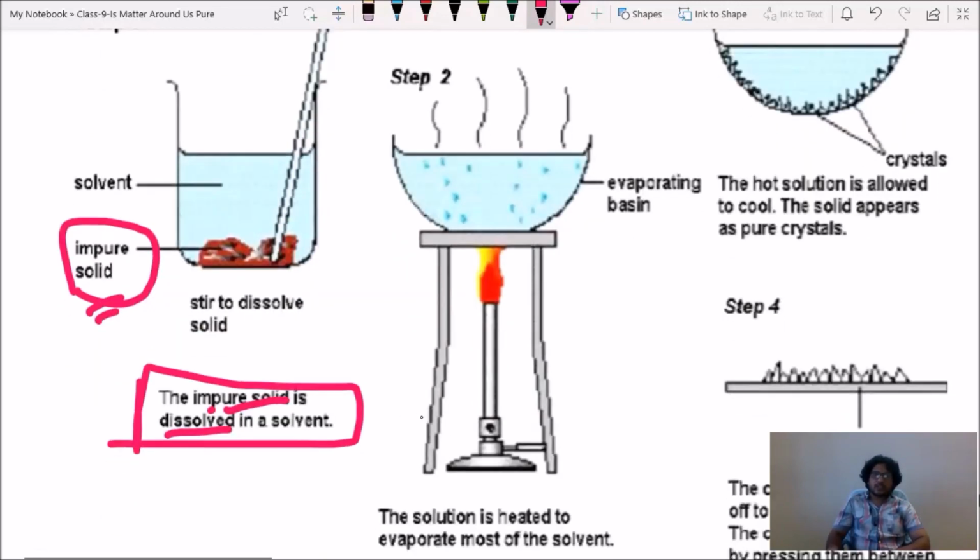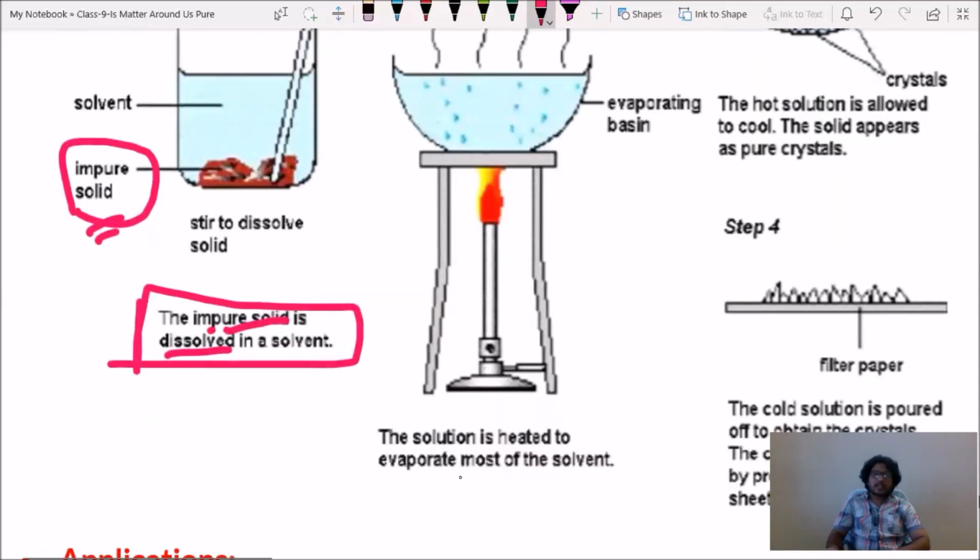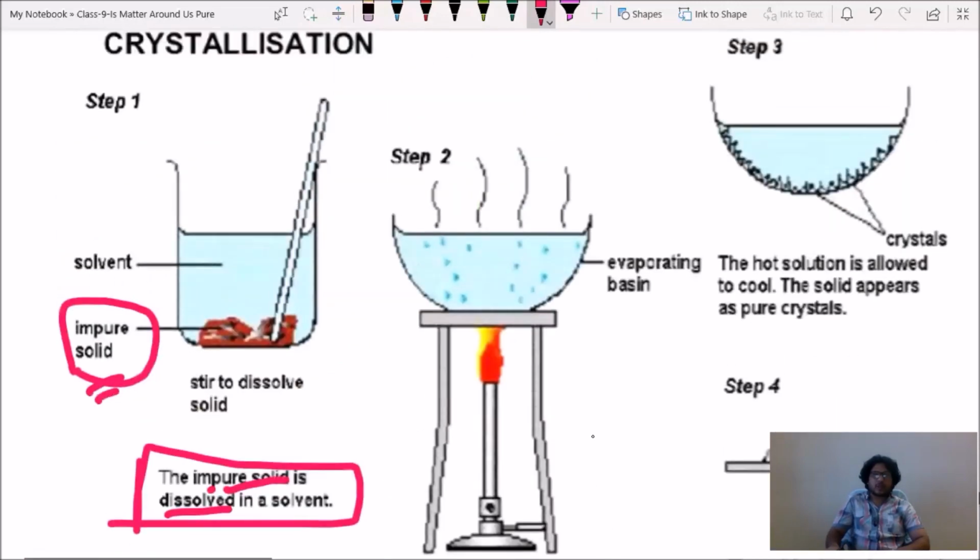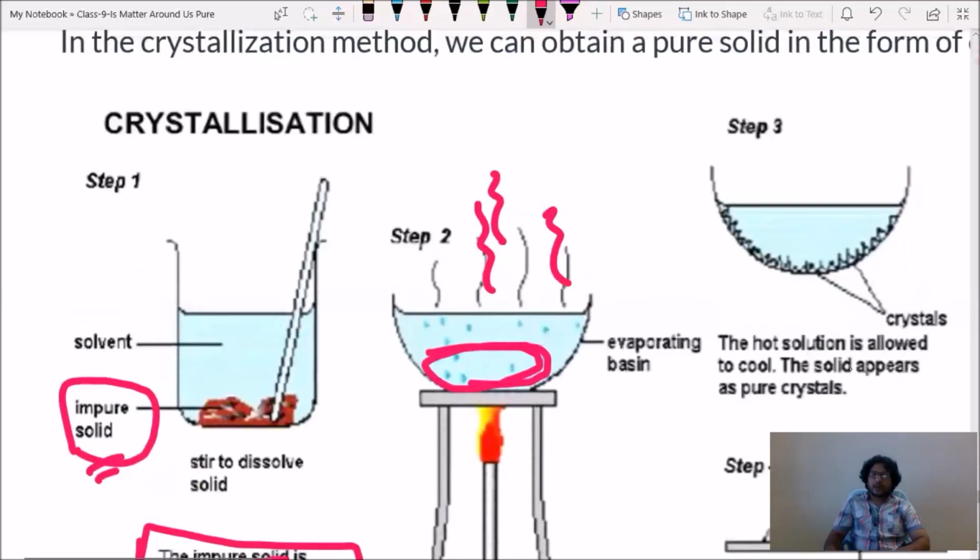Step 2: you heat that. The solution is heated to evaporate most of the solvent. Not total water, but most of the water will be evaporated out and the impure substance will be left. Step 3: the hot solution is allowed to cool. The solid appears as pure crystals.